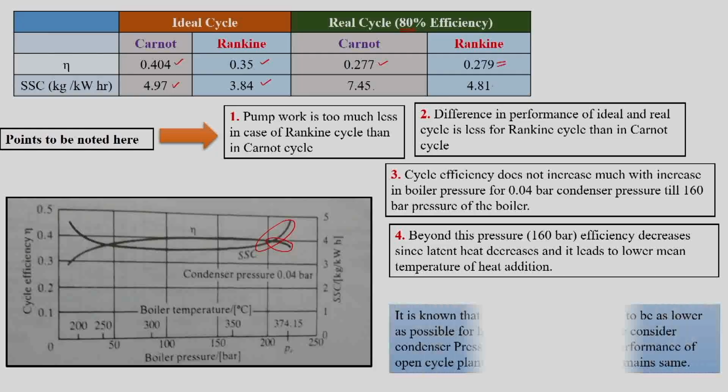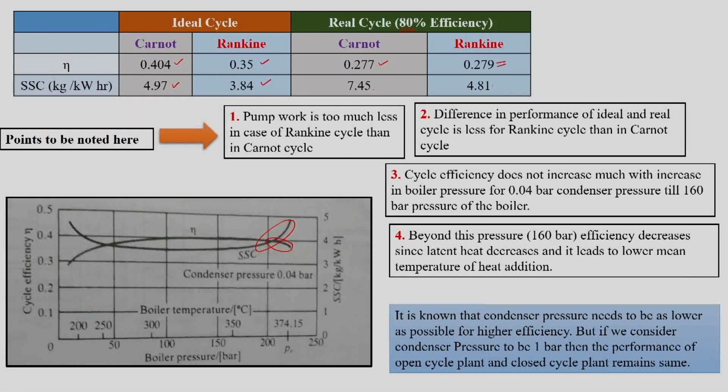into the evaporator becomes so low in comparison with the heat added into the economizer, or sensible heat, that the mean temperature of heat addition decreases. And since the mean temperature of heat addition is decreasing due to the lower amount of latent heat, we have a decrease in efficiency, and hence further an increase in specific steam consumption.